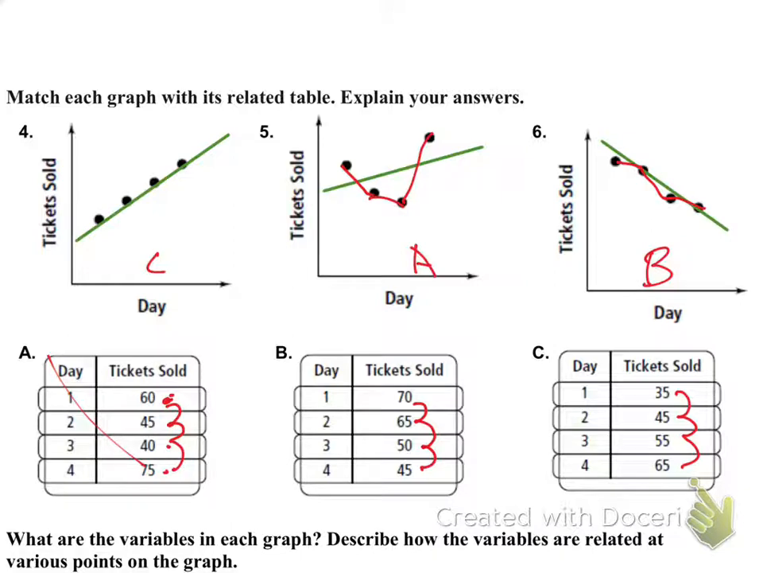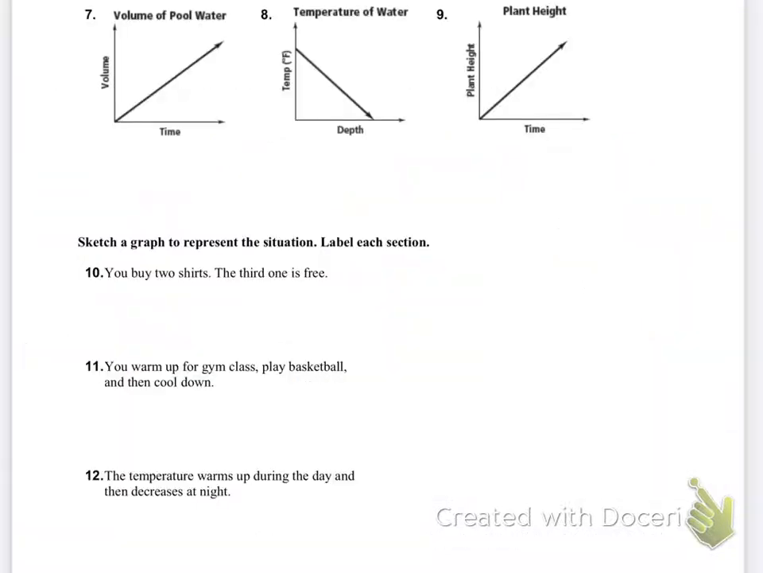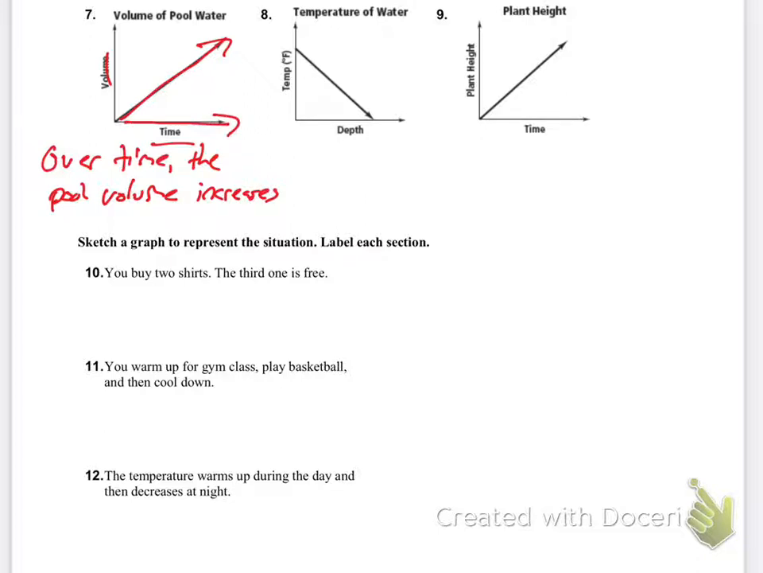All right, so for the next one on the next page, what are the variables in each graph and describe how the variables are related. So 7, I know that the variables are time and volume, and it's the volume of pool water. So over time, the pool volume, and what does it do? It increases here. So as time goes on, the volume increases.